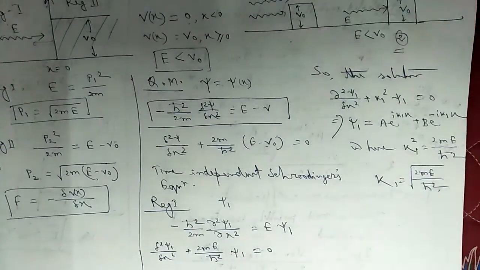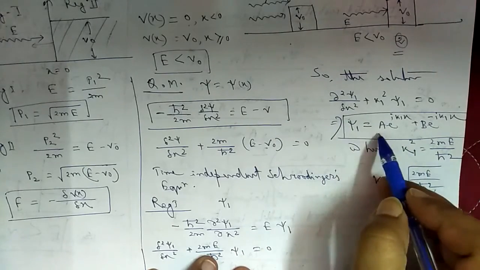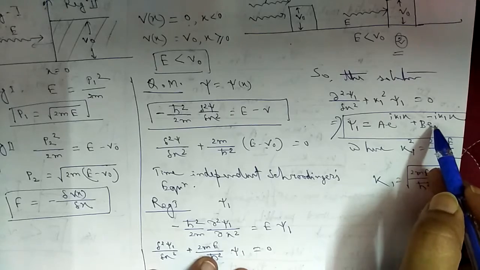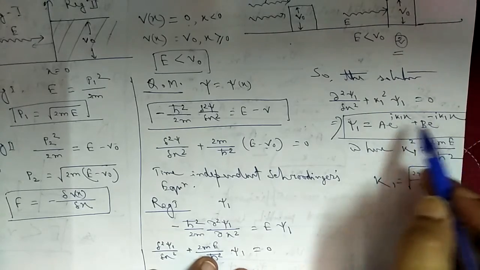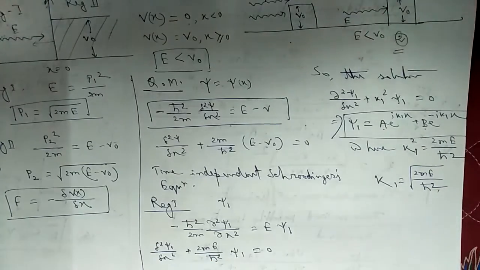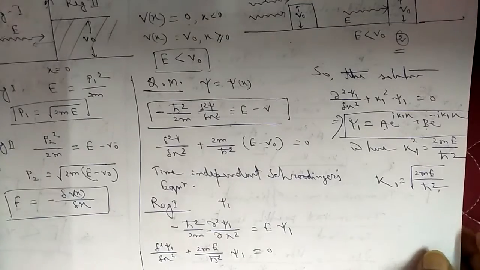Simple. So for region 1, I got the solution of the wave function as psi 1 equals a e to the power i k1 x plus b e to the power minus i k1 x. Now if we get the values of a and b, we will be able to find the solution. This is the trial solution. After putting in the boundary conditions, we will be able to get the final solution. So let us proceed again. Now we will be approaching region 2. Again, write for region 2.